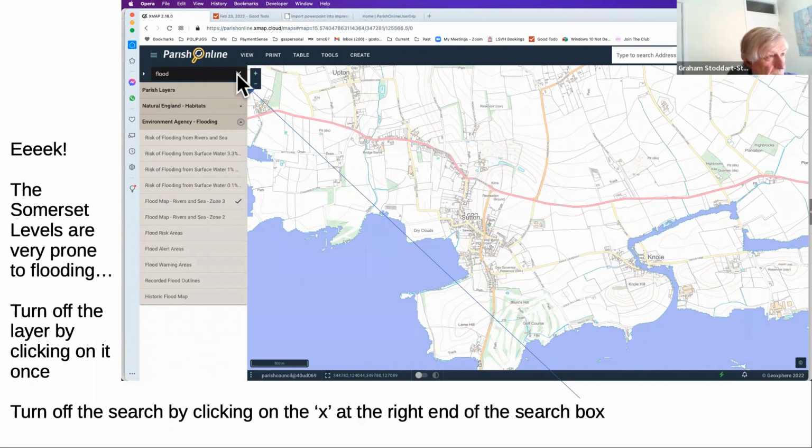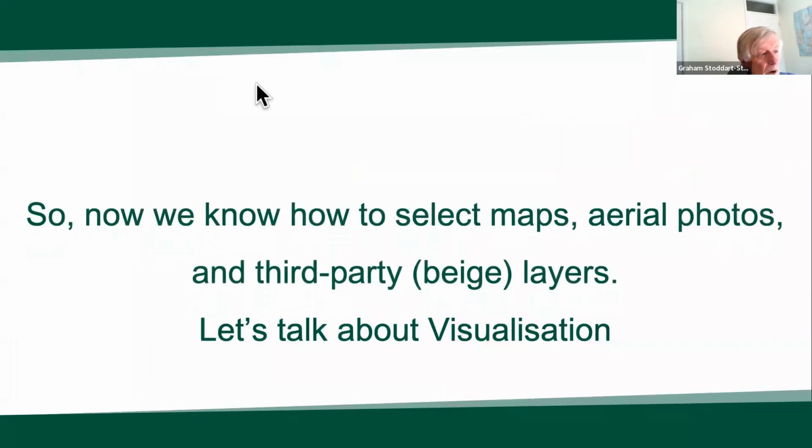So turn off search where you've got the information you want by clicking on the X, and you go back to where you were before. So just a quick summary of what we've done so far. We've selected maps, we've selected photographs, we've selected third-party base layers. We selected those by sorting on the word flood in this case. So now what can we do with all that?